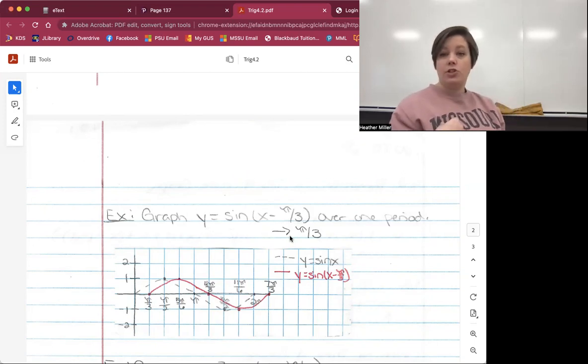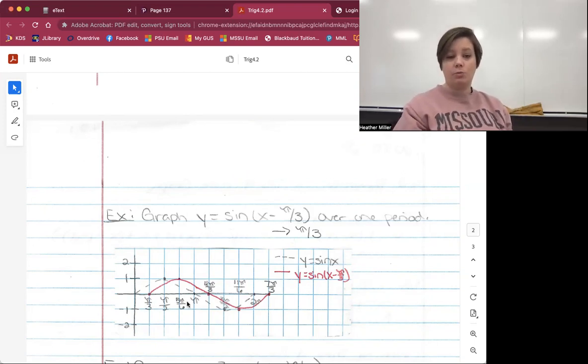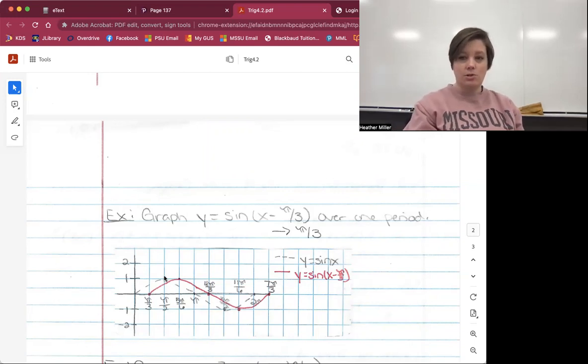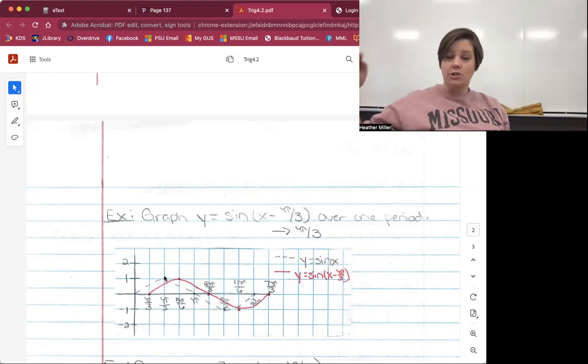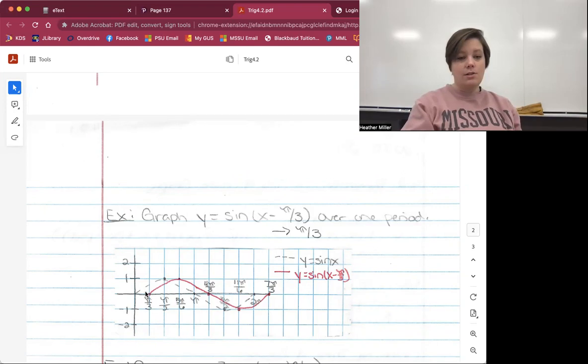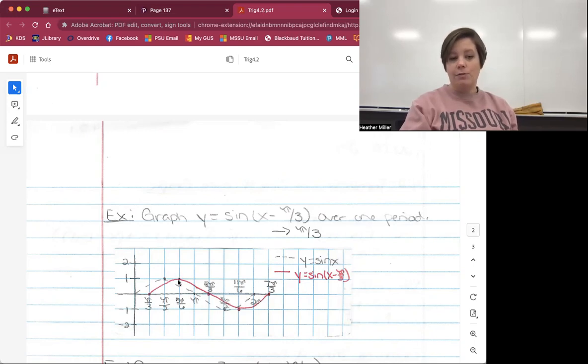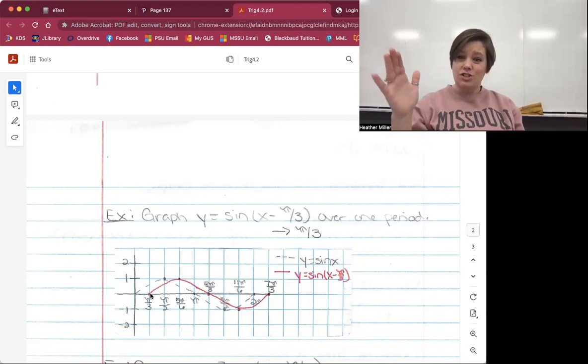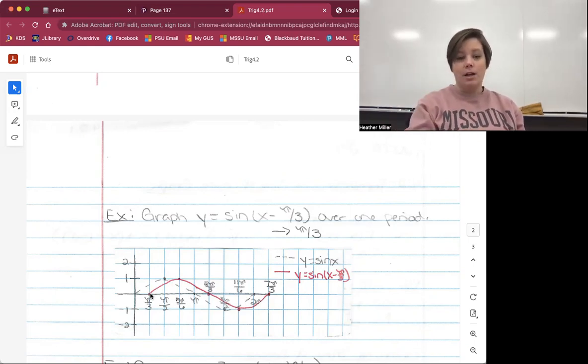So I did method 2, where I drew the original y equals sine of x first. And that's this dashed curve right here. And then what happens is since this is a horizontal shift, my y values don't change at all, but my x's are going to shift to the right by pi over 3 units. And so instead of starting at 0, I'm now going to start at pi over 3. And then instead of being at pi over 2, I'm now at 5 pi over 6. And so everything shifts just a little bit to the right.